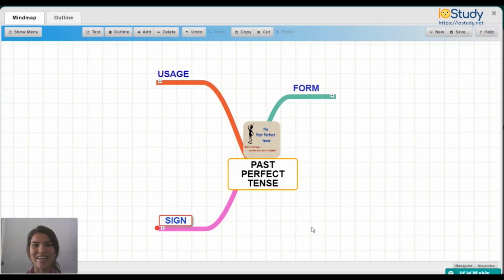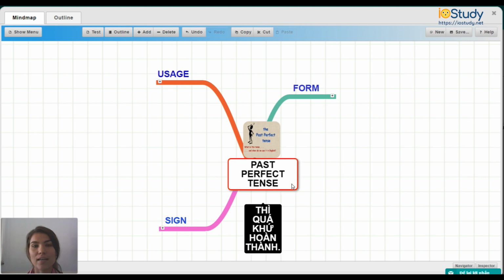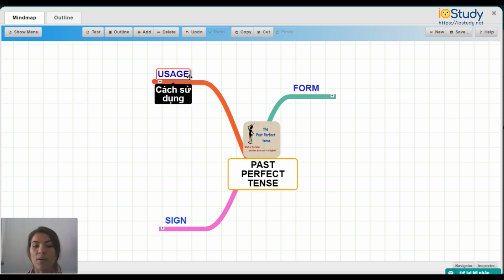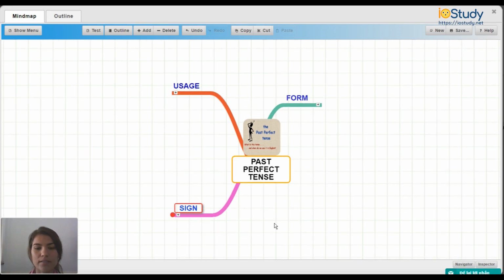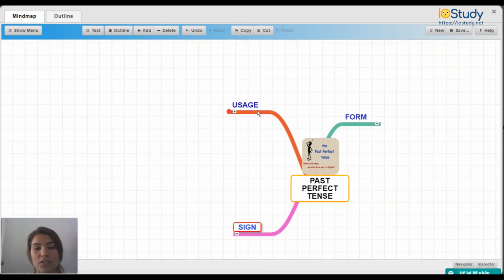Hello everyone, it's Danielle, and in this video we're going to learn about the past perfect tense. What is it and when to use it? So as you can see here, we have the mind map, where we can talk about the usage of the past perfect tense, the form, and some signs of when to use the past perfect tense. So let's first talk about the usage, when to use the past perfect tense.